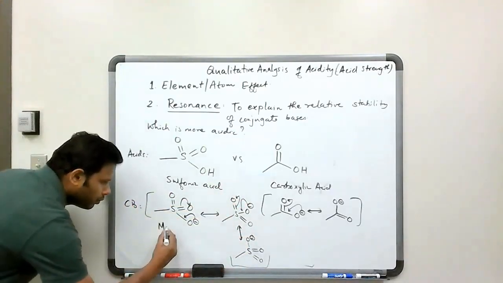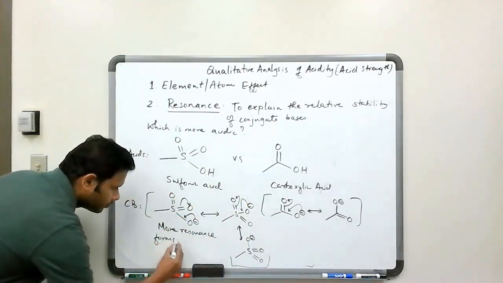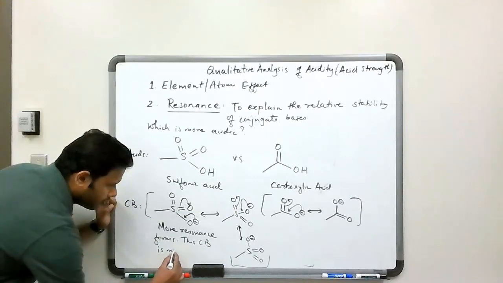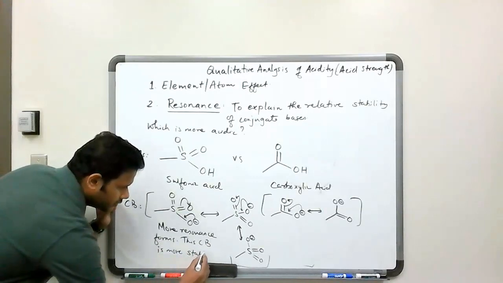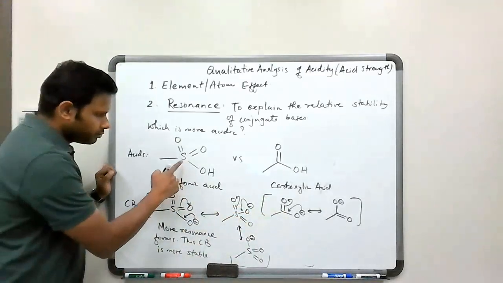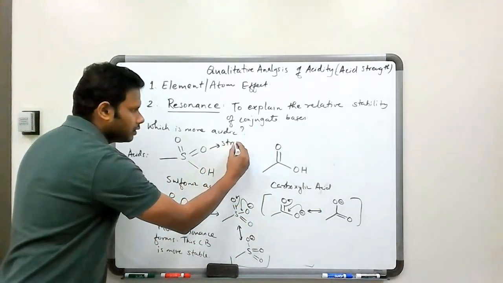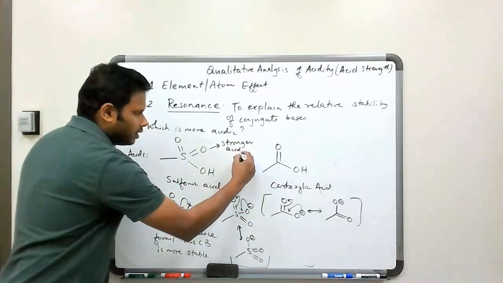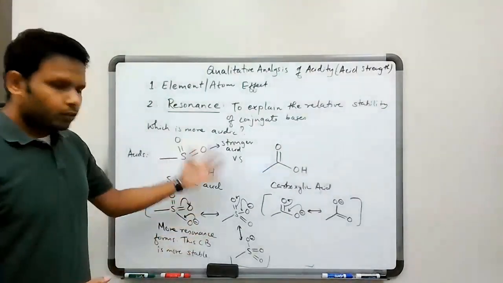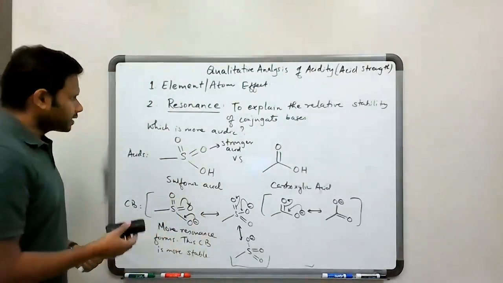So since we have more resonance forms, okay, this conjugate base is more stable compared to that carboxylate. And what that means is, if the conjugate base of this acid is more stable, this is our stronger acid based on the stability of the conjugate base. So that is how we use resonance to explain the acidity, or acid strength.